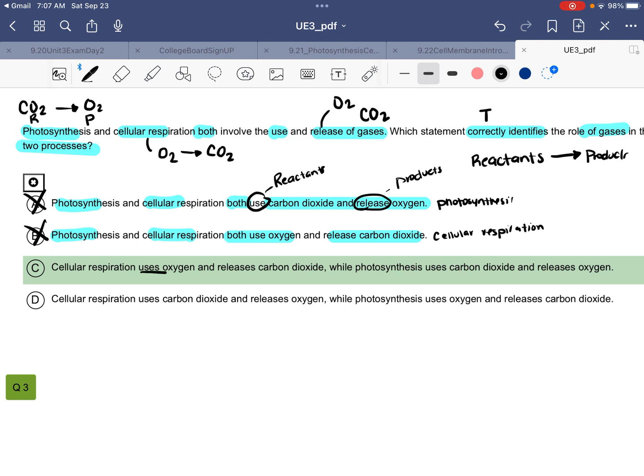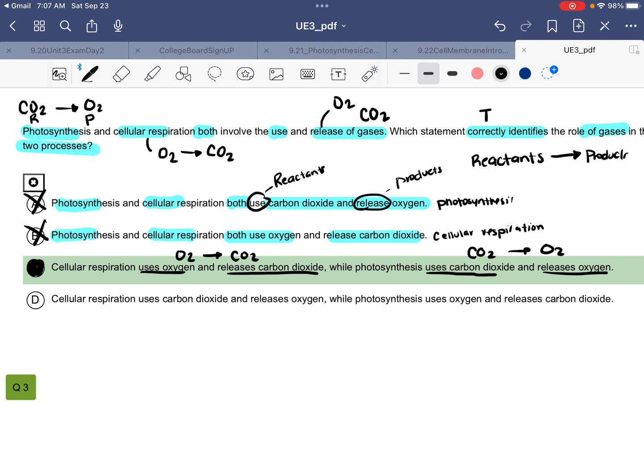Cellular respiration uses oxygen and releases carbon dioxide, so it means you have oxygen leading to CO2, while photosynthesis uses carbon dioxide and releases oxygen. We know we start off with carbon dioxide and we end up at oxygen. So that is why C is correct. It has the gases in the correct side.